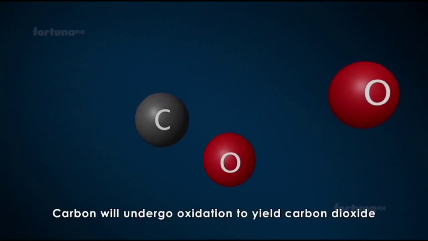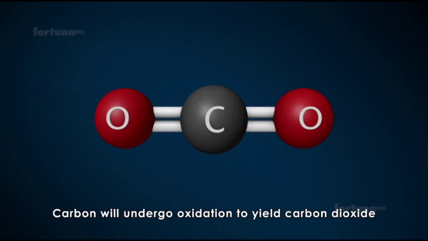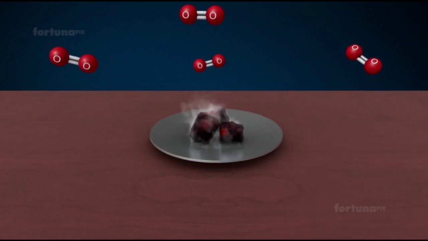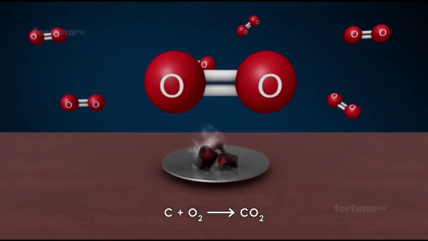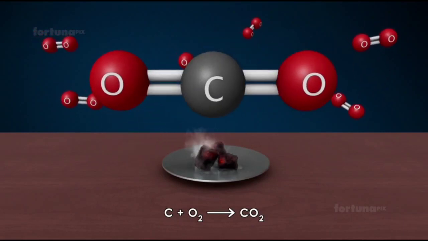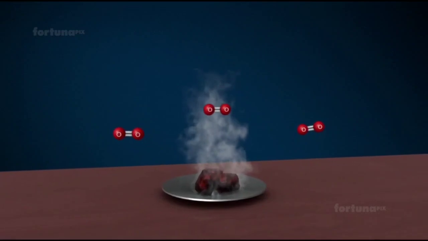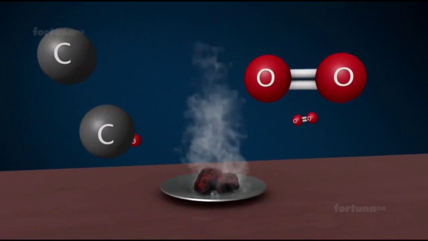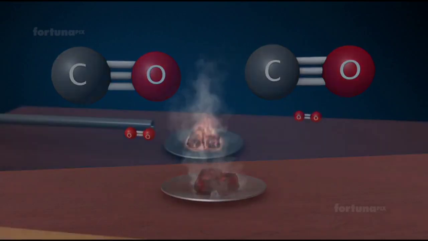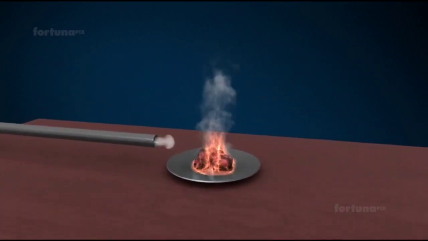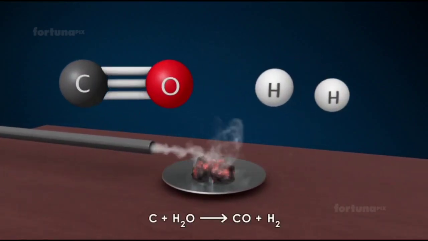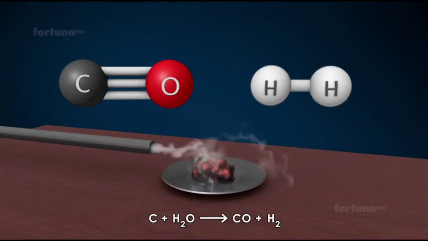Carbon will undergo oxidation to yield carbon dioxide. Consider charcoal, which when burnt in sufficient oxygen will yield carbon dioxide. Burnt in insufficient oxygen, however, it will yield carbon monoxide. When red-hot carbon is treated with steam, carbon monoxide and hydrogen gas will be formed.